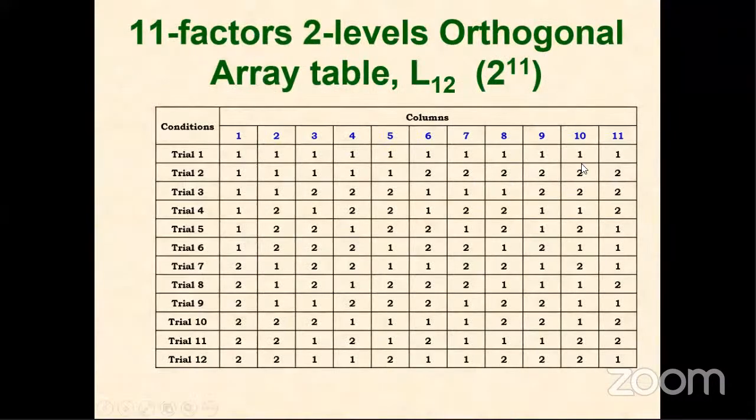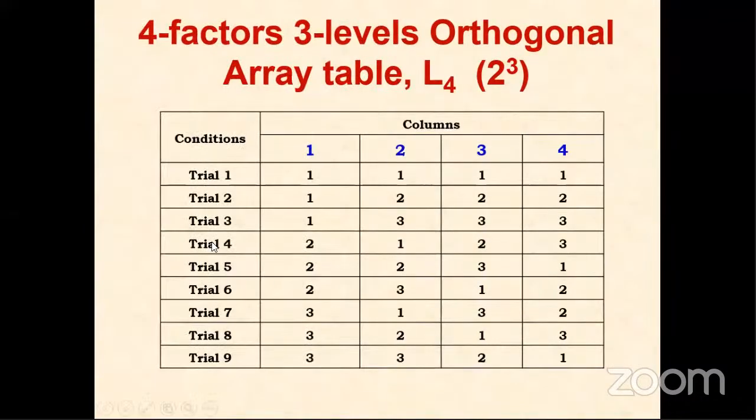So you can go with 11 factors, 2 levels, and the corresponding number of trials. You should not conduct experiment 1 first as A1, B1, C1, D1. You should not do it like that. Instead, if you want to conduct 9 trials, take 9 pieces of paper, write trial 1, trial 2, trial 3 up to trial 9, put them in a bottle and take one randomly. Conduct that experiment. That's very important for this Taguchi method.